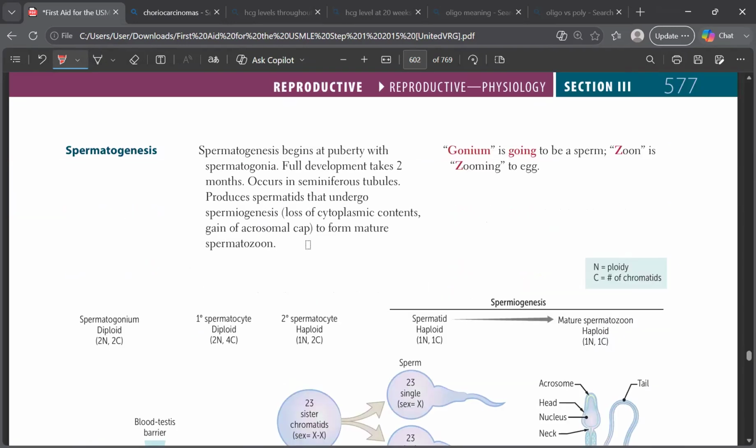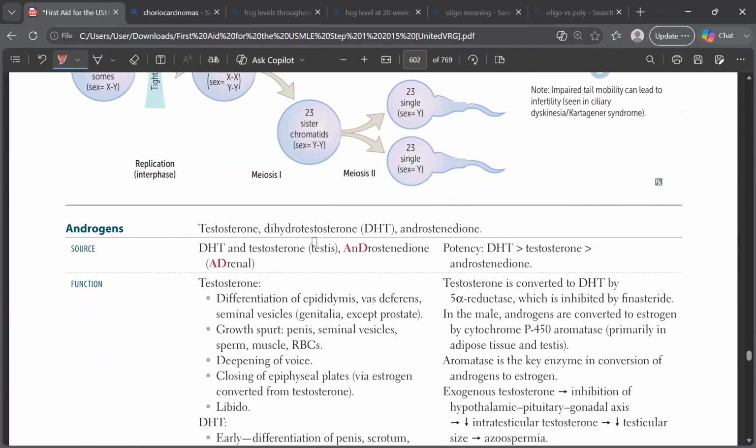Next is spermatogenesis. How much of it is left? Yes, just a single page.